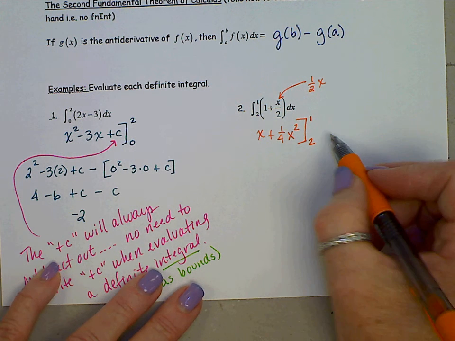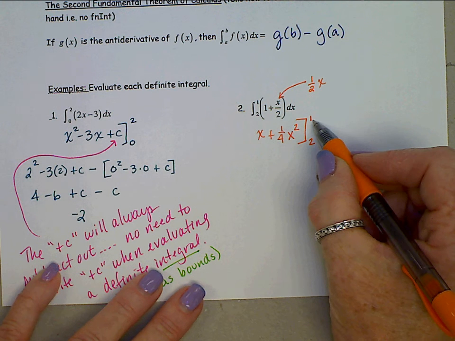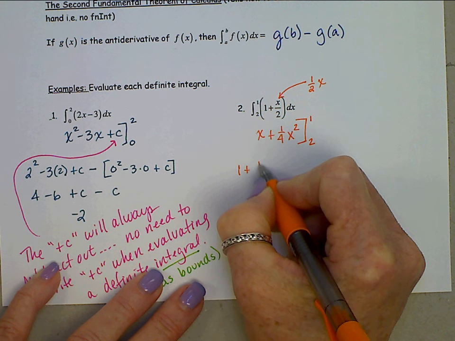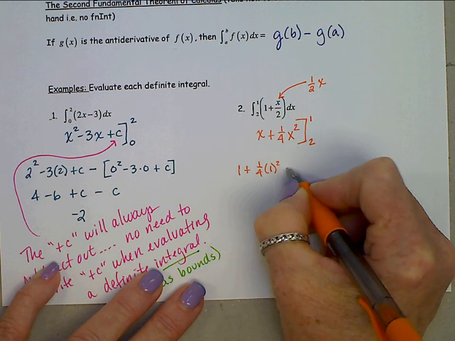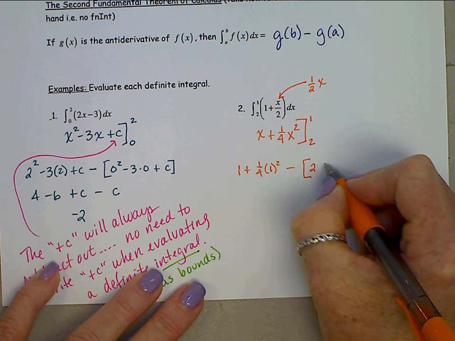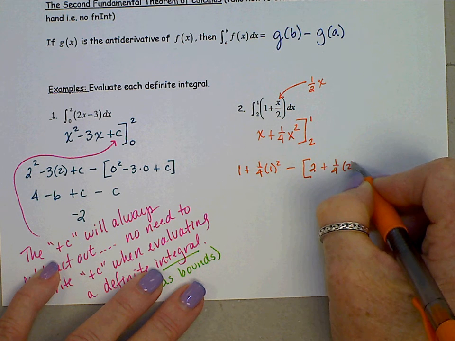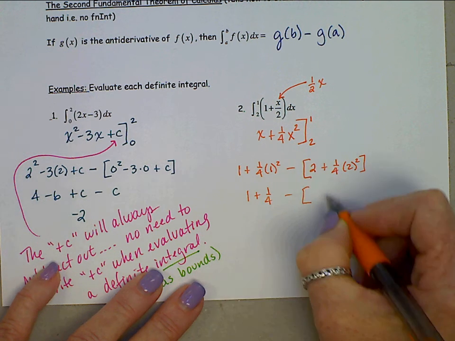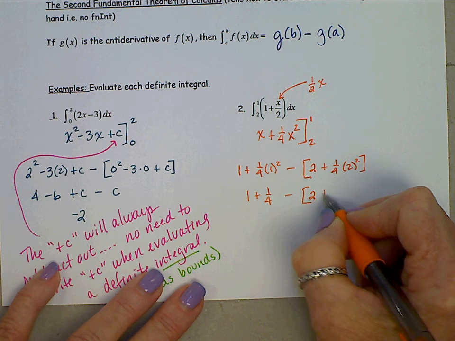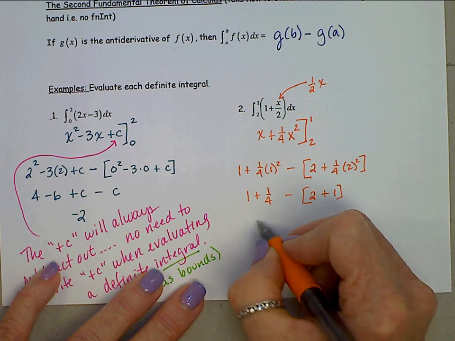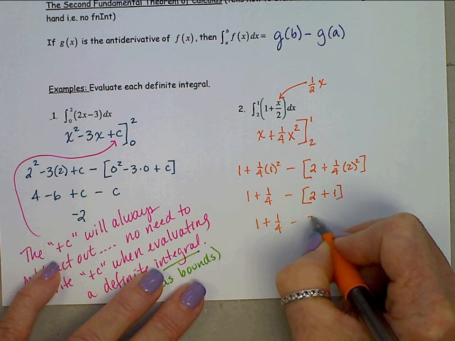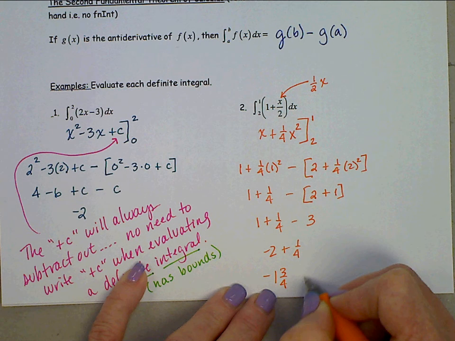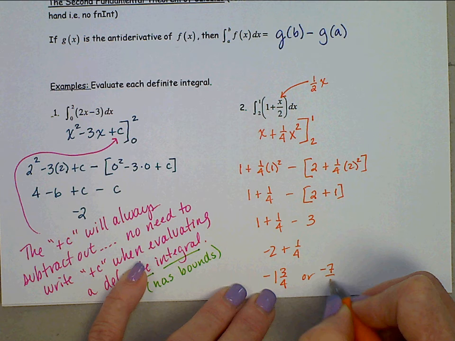It does not matter that the lower bound is numerically bigger than the upper bound. We still substitute in the upper bound first. So we'll have 1 plus 1/4 times 1 squared minus, sub in a 2, 2 plus 1/4 times 2 squared. We have 1 plus a 4th minus 2 plus 1 gives us 1 plus a 4th minus 3. So we have negative 2 plus a 4th, negative 1 3/4, or improper fraction, negative 7/4.